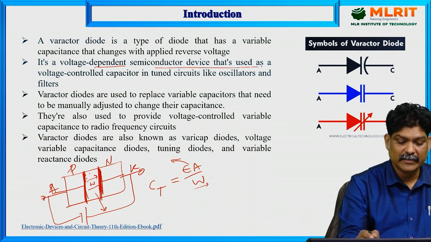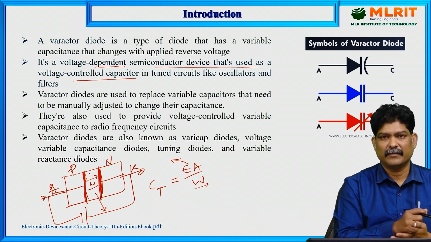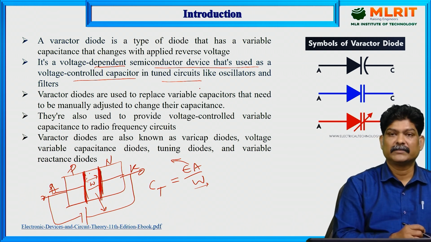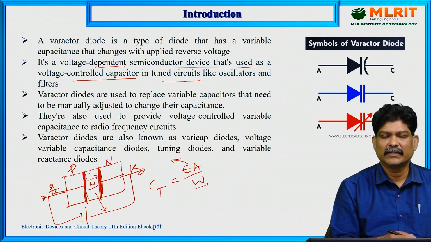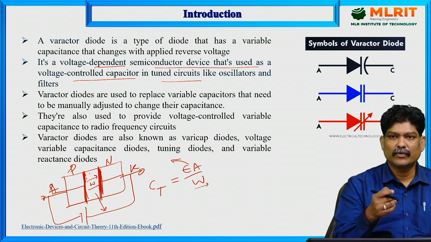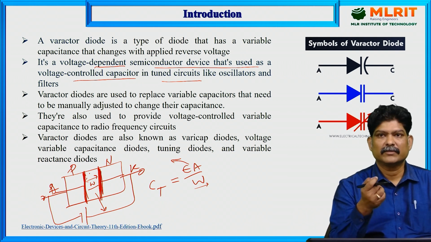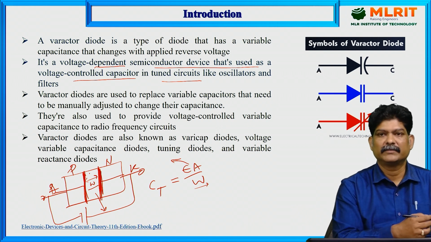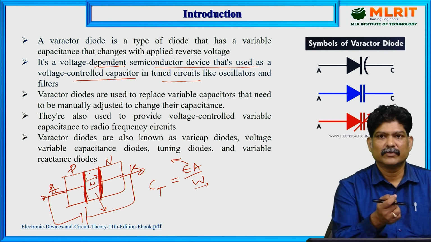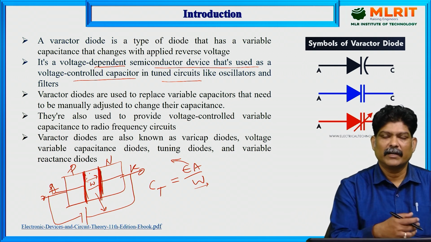It's a voltage dependent semiconductor device that is used as a voltage controlled capacitor in tuned circuits like oscillators and filters. So the best application of these diodes is as a voltage controlled capacitor in tuned circuits like oscillators and filters. An oscillator usually doesn't require any input voltage, but it has to give proper sustained oscillations, so there should be no damping. Damping should be avoided, so to maintain proper sustained oscillations we use robust components. Varactor diodes can be utilized for making oscillations, and then in filter circuits, because in filter circuits we have to reduce unwanted frequency components. In such cases, these kinds of diodes are utilized.